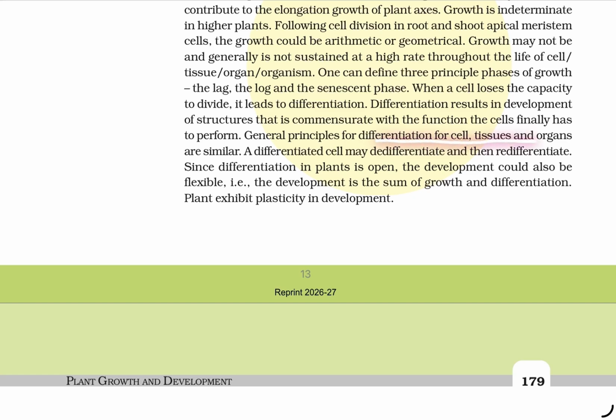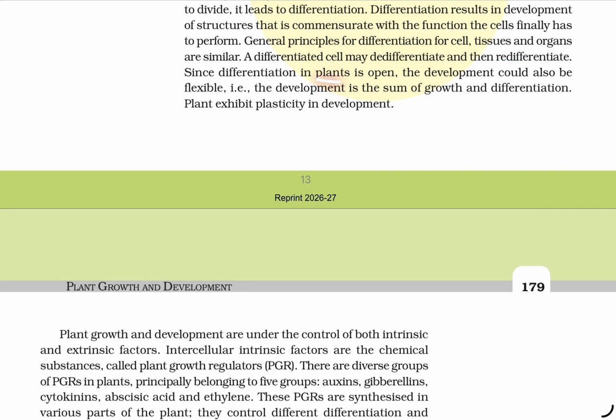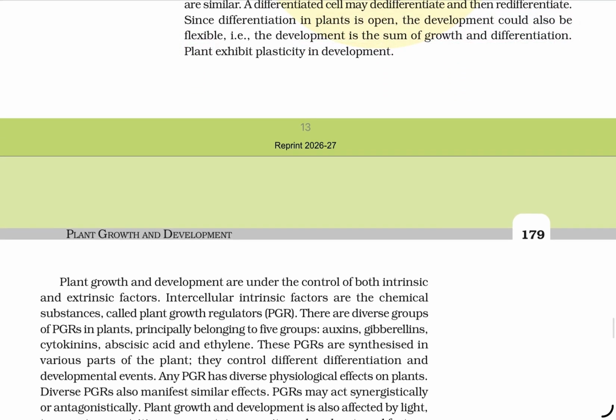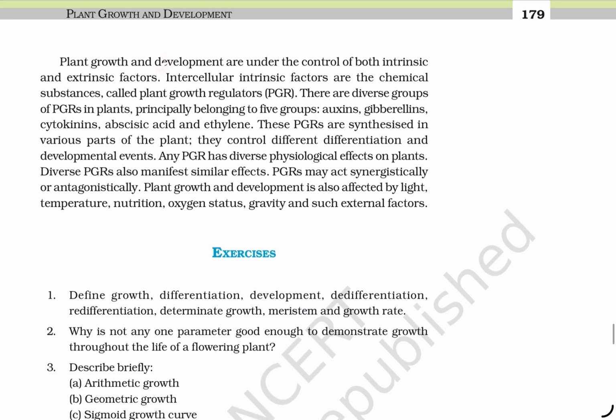The general principles for differentiation of a cell, tissue or organ are similar. Differentiated cells may dedifferentiate and then redifferentiate. Since differentiation in plants is open, development could also be flexible. Development is the sum total of growth and differentiation. The plant exhibits plasticity in development.